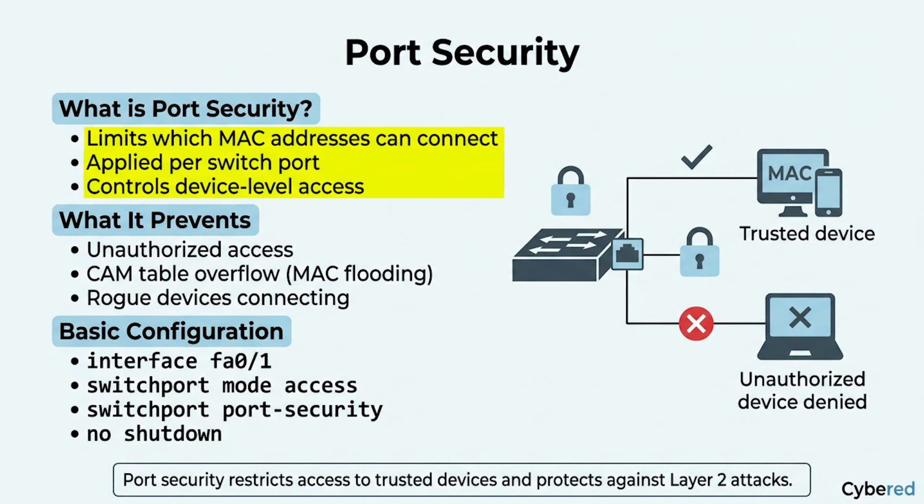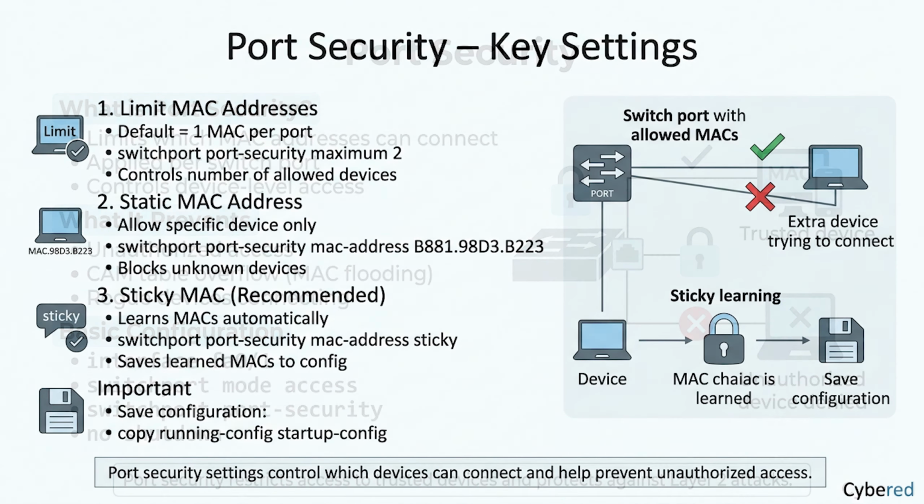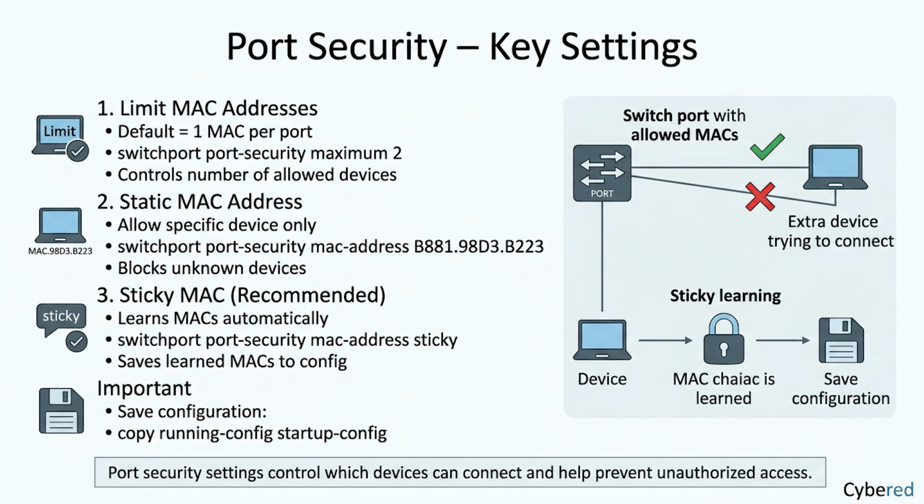Port security limits which devices can connect to a switch port. It helps prevent unauthorized access, CAM table overflow attacks, and MAC flooding. Basic configuration: interface Fa0/1, switchport mode access, switchport port-security, and no shutdown. Key settings: limit MAC addresses. Default equals 1. switchport port-security maximum 2.